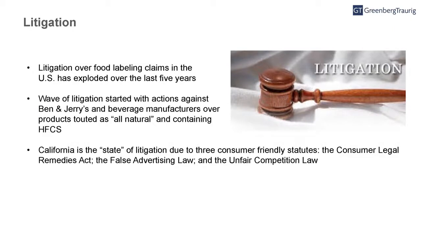Litigation in the United States over food labeling claims has literally exploded over the last 5 years. There's been a wave of litigation that actually started back in the middle 2000s with actions against Ben & Jerry's and certain beverage manufacturers that were touting their products as all natural and containing high fructose corn syrup. That litigation has moved on to a variety of other products, and California is the center of litigation due to 3 consumer-friendly statutes: the Consumer Legal Remedies Act, the False Advertising Law, and the Unfair Competition Law.